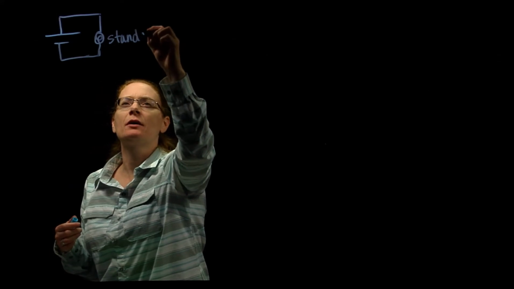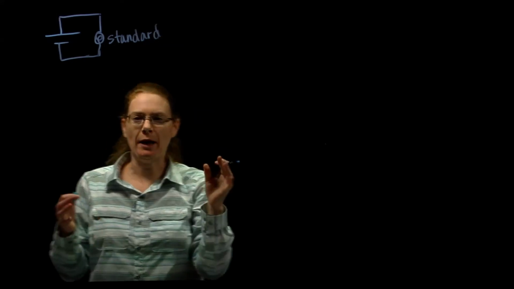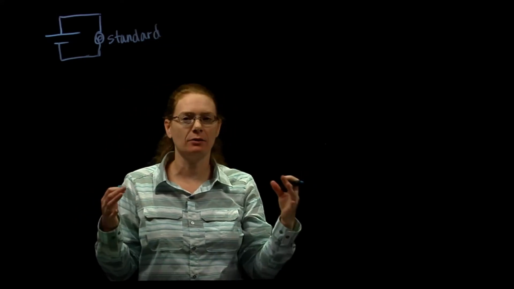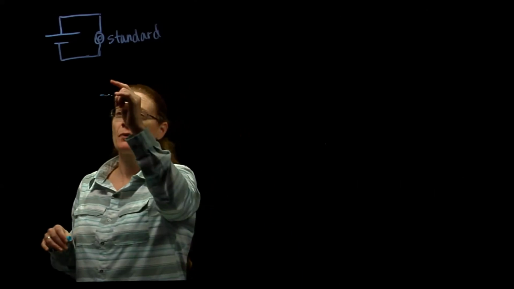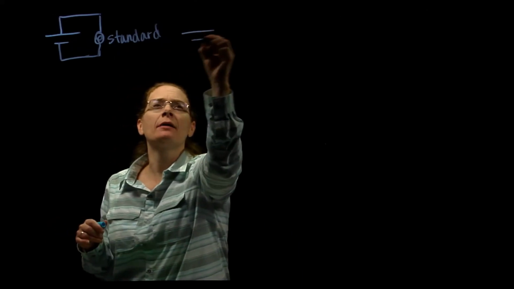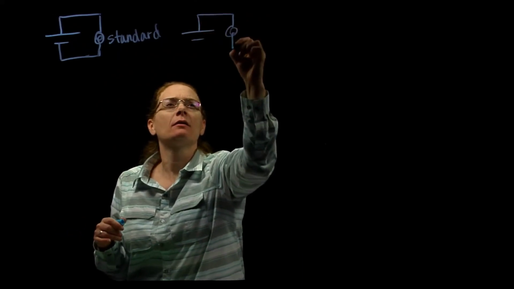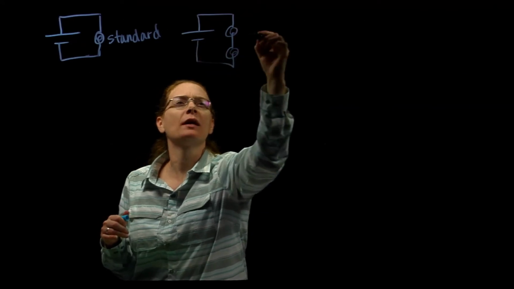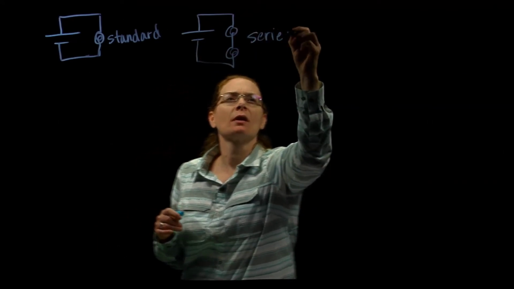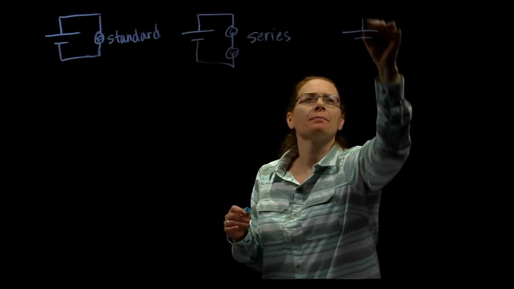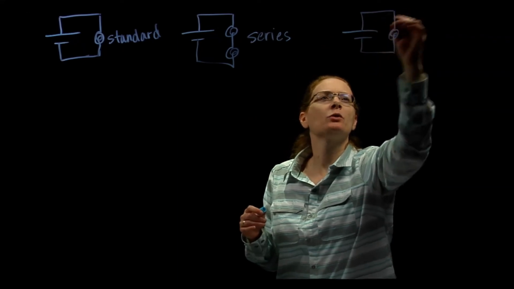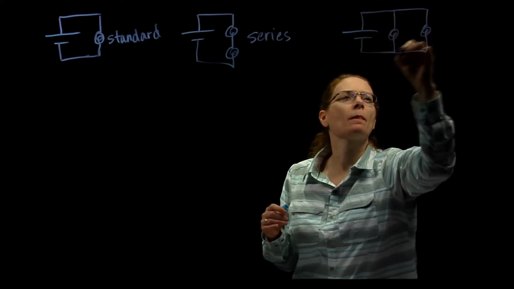So with circuits, the two main types of circuits we deal with, actually I'm going to start with the basic. Our standard circuit is just a one battery, one bulb circuit. And we call that our standard circuit. That's the standard brightness for a bulb. And then we've got the other types. We've got a series circuit. And then we've got parallel circuits, where we've got the two bulbs in parallel.